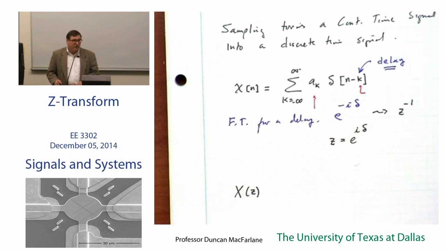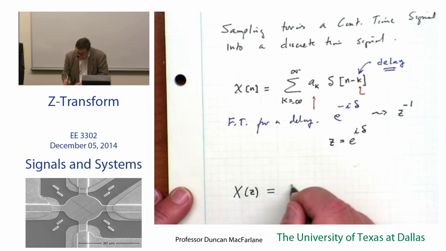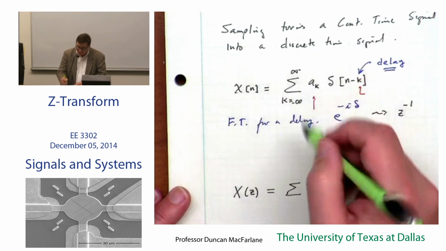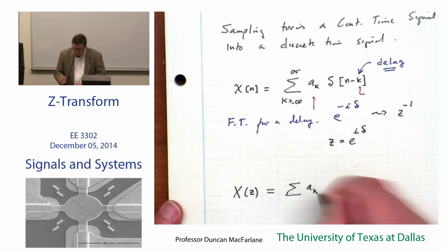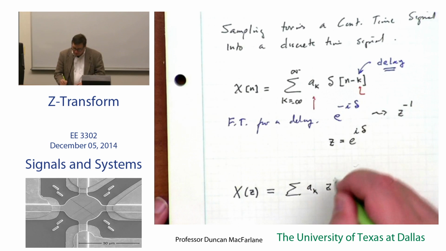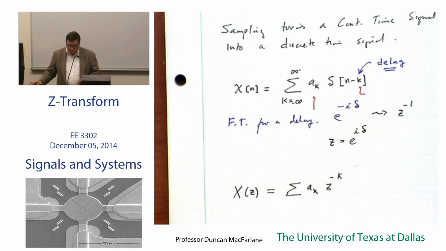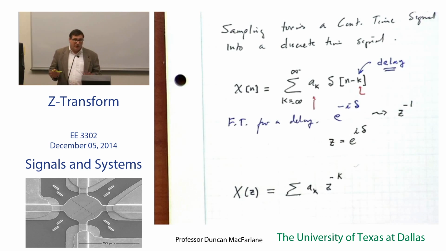So x of n will transform to x of z, and I'll have a summation, the same summation that I had before. The a sub k's just go along for the ride, and the delay terms are represented exactly by a z to the minus k. So we now have a polynomial in z space, in our new variable z. Okay? So aside from the notation, there's really very little going on here.